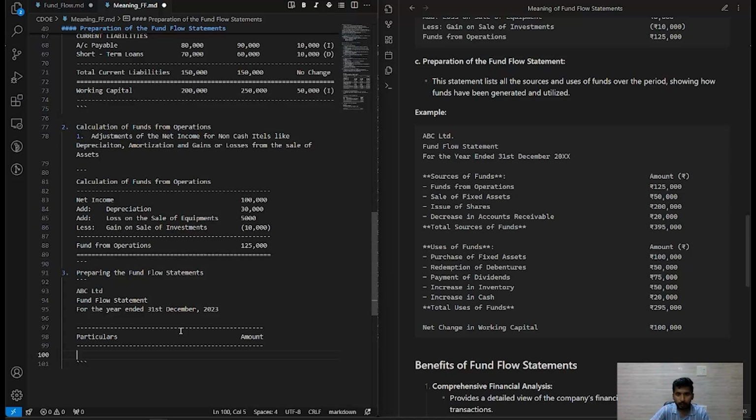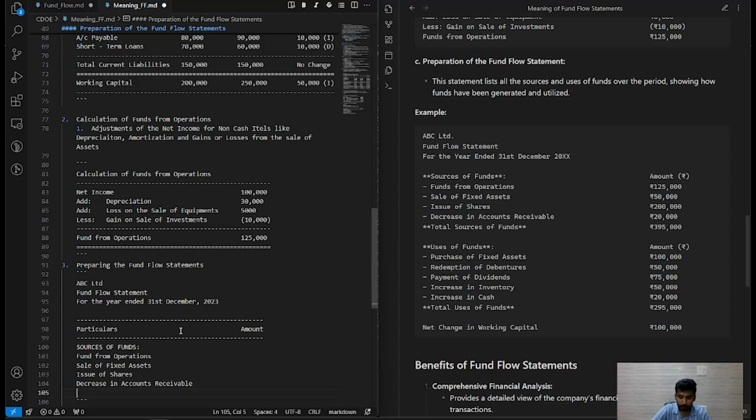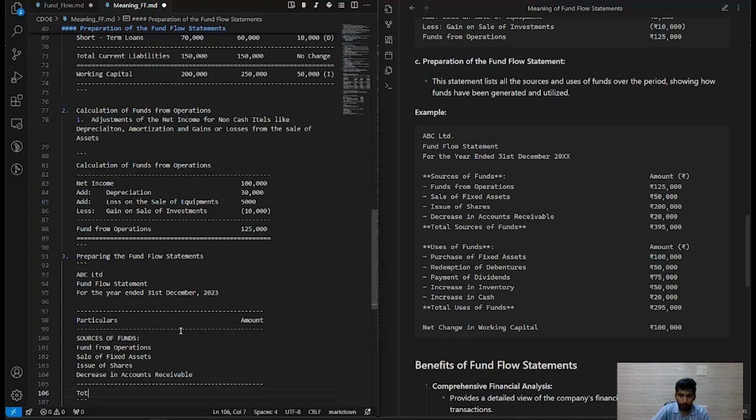So first of all, sources of funds. Sources of funds include the fund from operations, sale of fixed assets, issue of the shares, decrease in the accounts receivable, which will give us what? Total sources of funds.